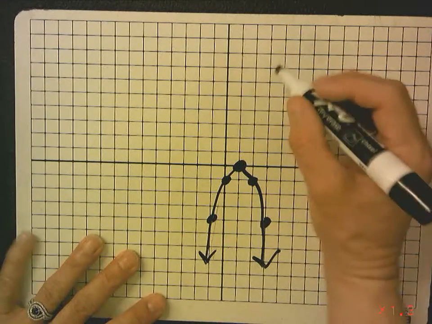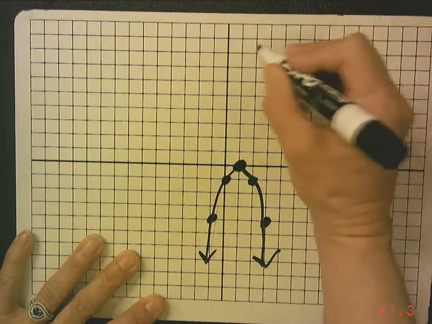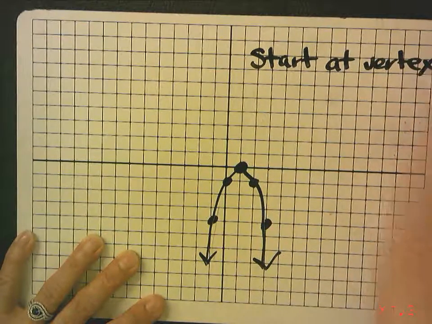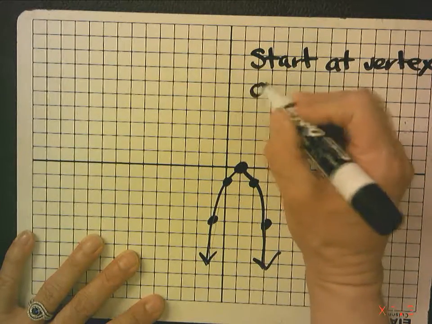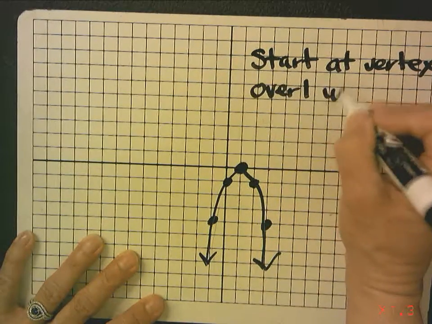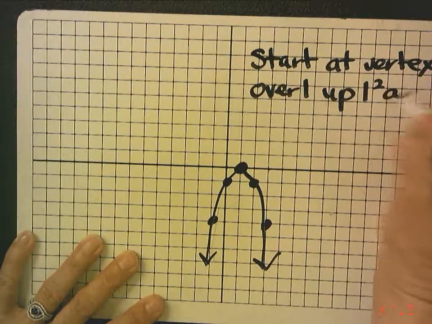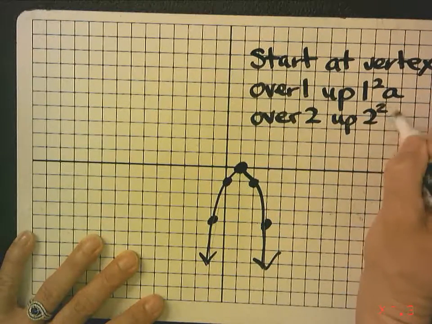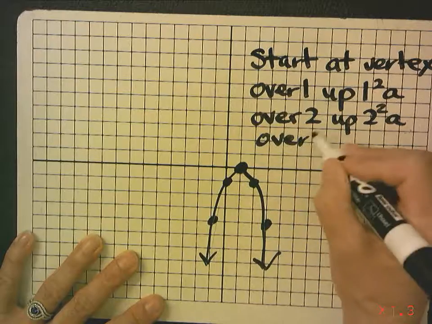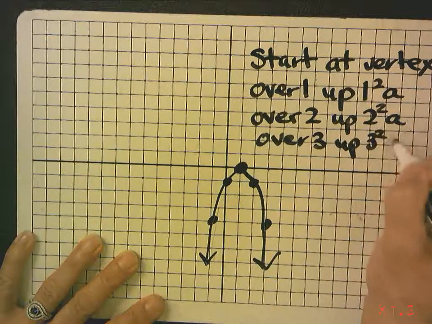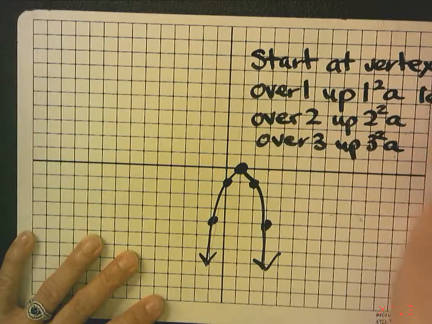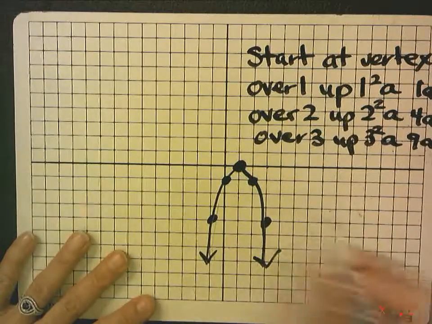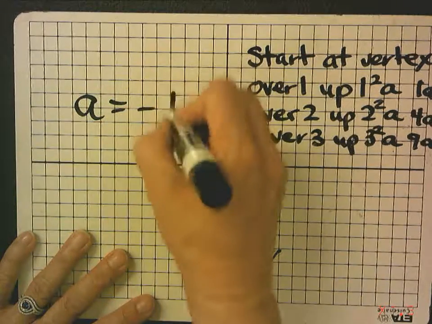And the shortcut way says you start at the vertex. So you start at the vertex every single time. And you go over 1, up 1 squared times a. Over 2, up 2 squared times a. And over 3, up 3 squared times a. So this is really 1a, 4a, and 9a. Okay? So in this case, a equals negative 1.